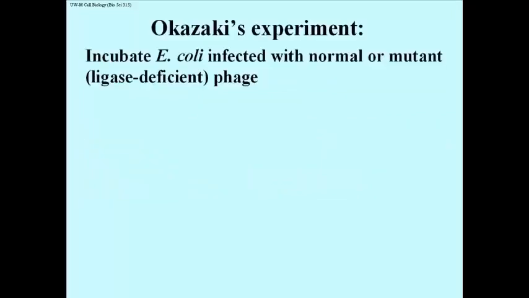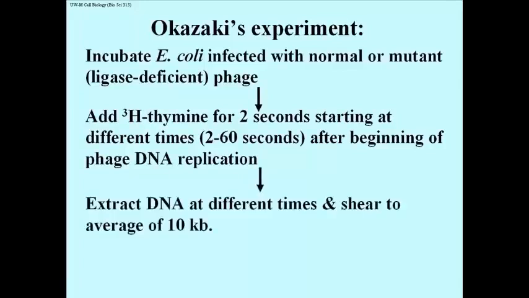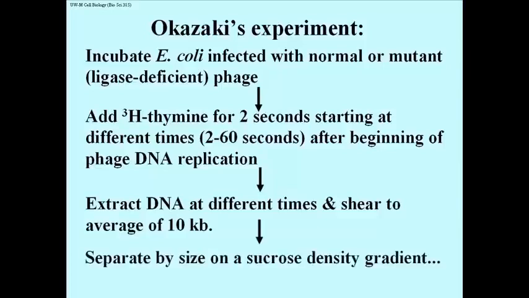Here's what he did. He incubated ligase-deficient T4 phage with E. coli cells. He then added radioactive tritiated thymine to the infected cells at 2 to 5 second intervals after infection. In each case, a few seconds after adding the radioactive nucleotide, he extracted total DNA from the infected cells and used physical methods to shear the DNA down to an average of about 10,000 base pairs in length. Finally, he put the sheared DNA isolates through a process called sucrose density gradient centrifugation to separate DNA fragments by size, in other words, by length.